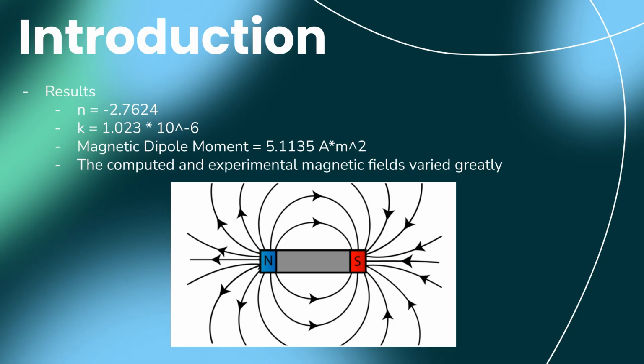So some of our initial results that we got was that n, or the slope, was equal to negative 2.76, k is equal to 1.023 times 10 to the negative 6, and then our magnetic dipole moment ended up being 5.1135 A times m squared, and the computed and experimental magnetic fields ended up varying greatly.